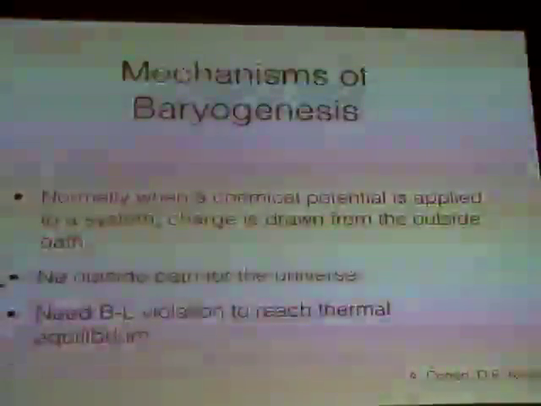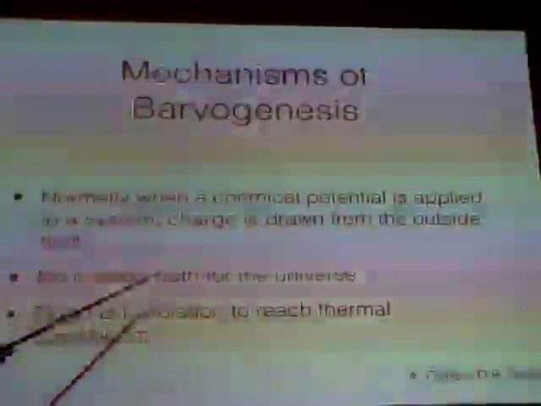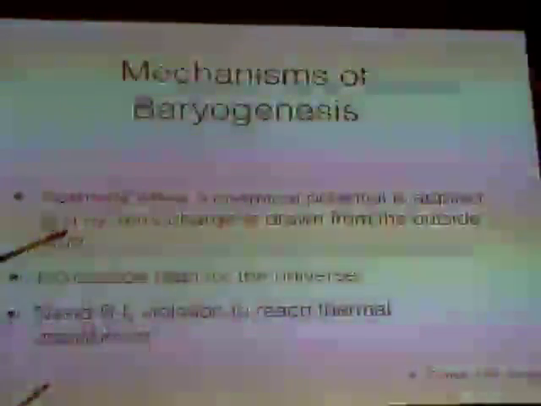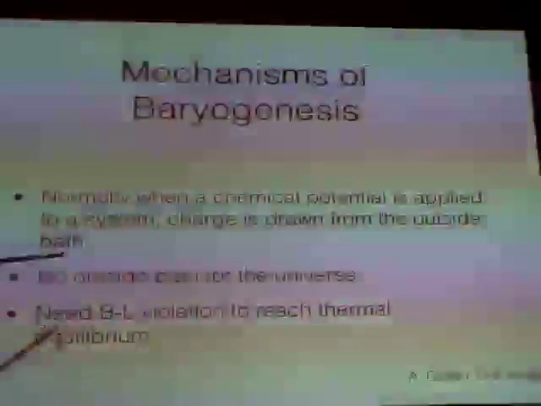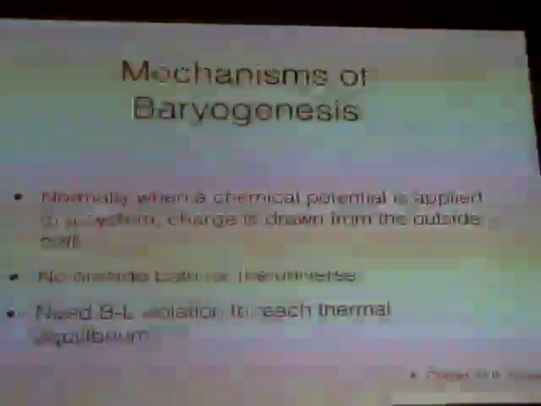And so their idea was simply to put in explicit B minus L violation and a chemical potential, and then this would mean that in thermal equilibrium we have B minus L charge.